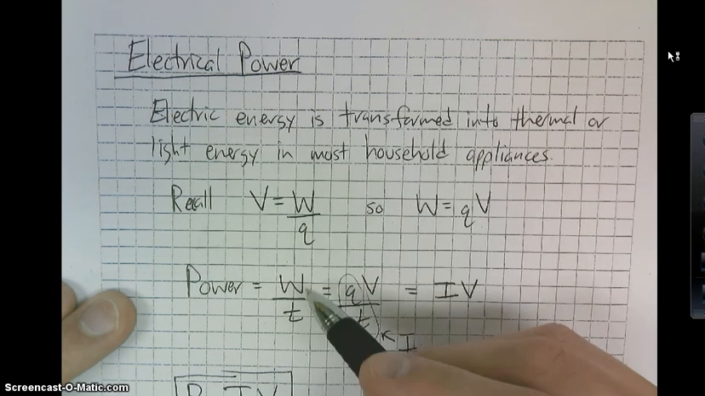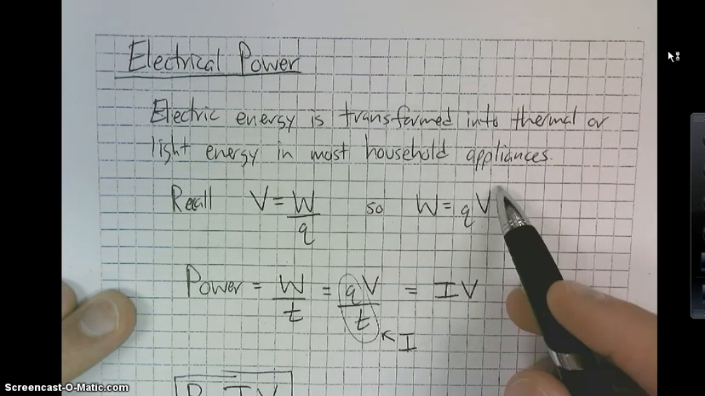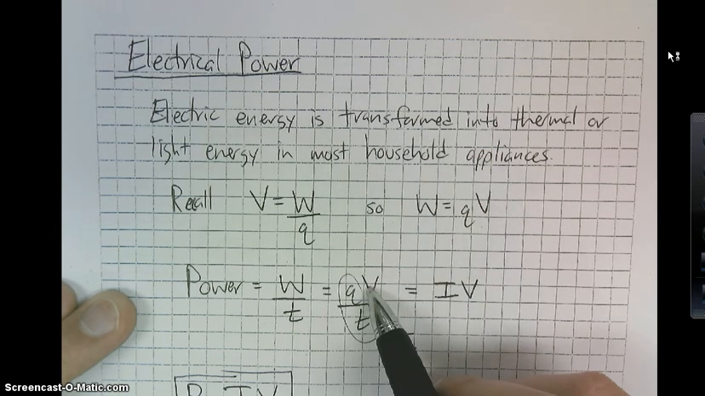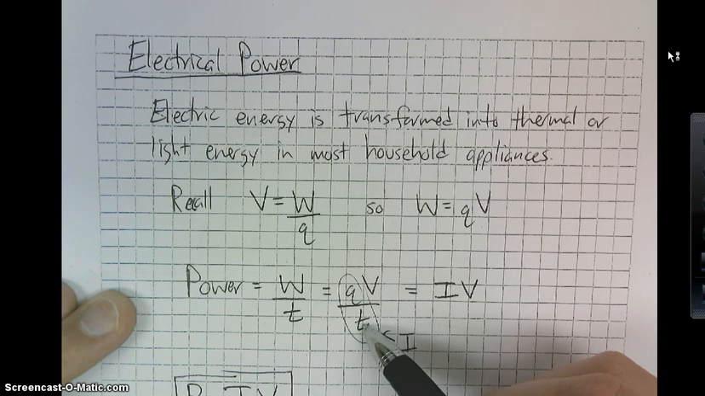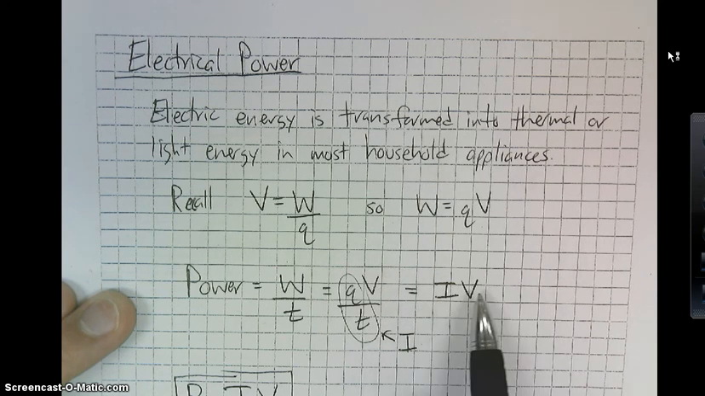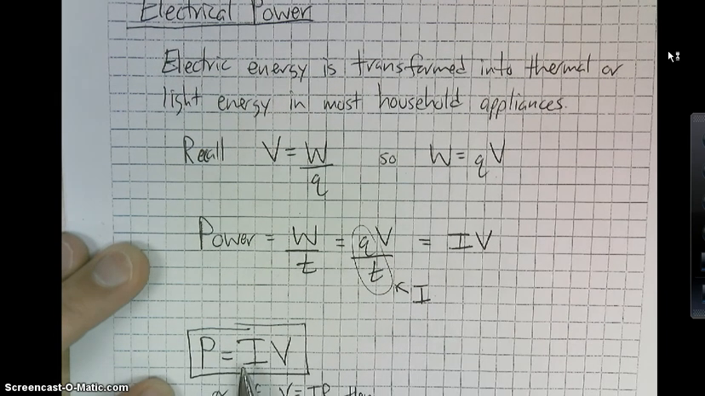Okay. So if work divided by time is power, then I could replace work with QV. So if I put QV in there, you have QV over T. Now, Q over T we recently defined as current. So power is equal to the current times the voltage. Okay, so we get this general equation right down here.